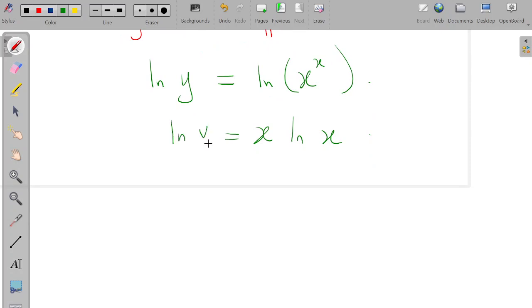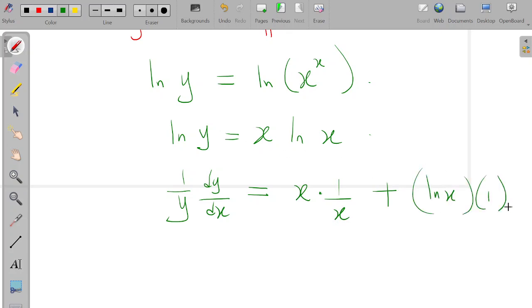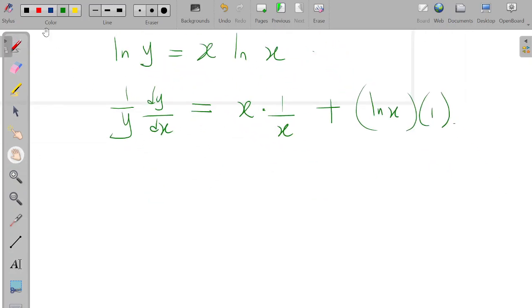To differentiate, this becomes 1 over y, dy over dx. To differentiate the right side, this is a product rule. So hold on to x, differentiate ln x, plus hold on to ln x, differentiate x, which gives 1. So with that, we have 1 over y, dy over dx equals 1 plus ln x.